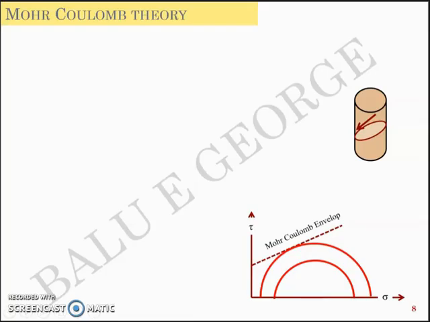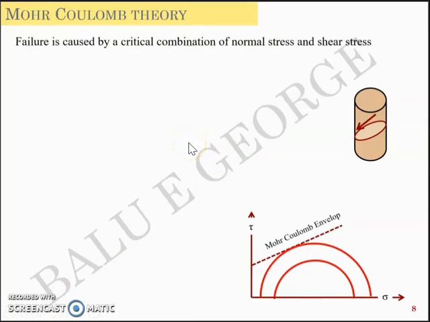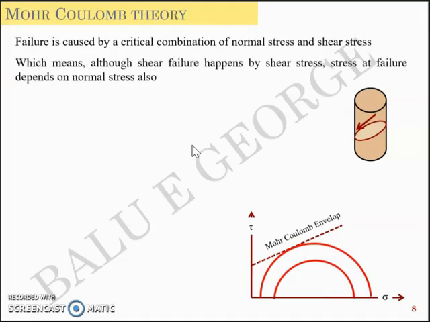Mohr theory. The Mohr theory says that the failure is caused by a critical combination of the normal stress and the shear stress. So understandably, it just means that although the shear failure happens by shear stress, the shear stress at failure depends on the normal stress also.